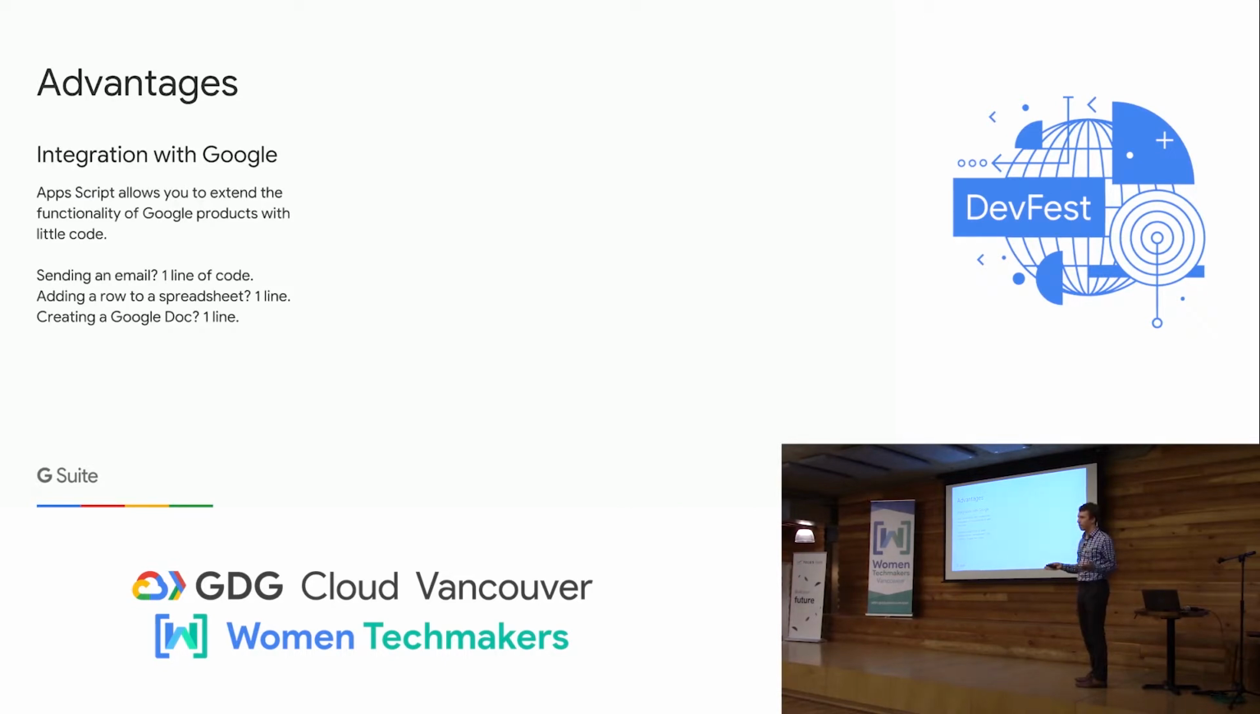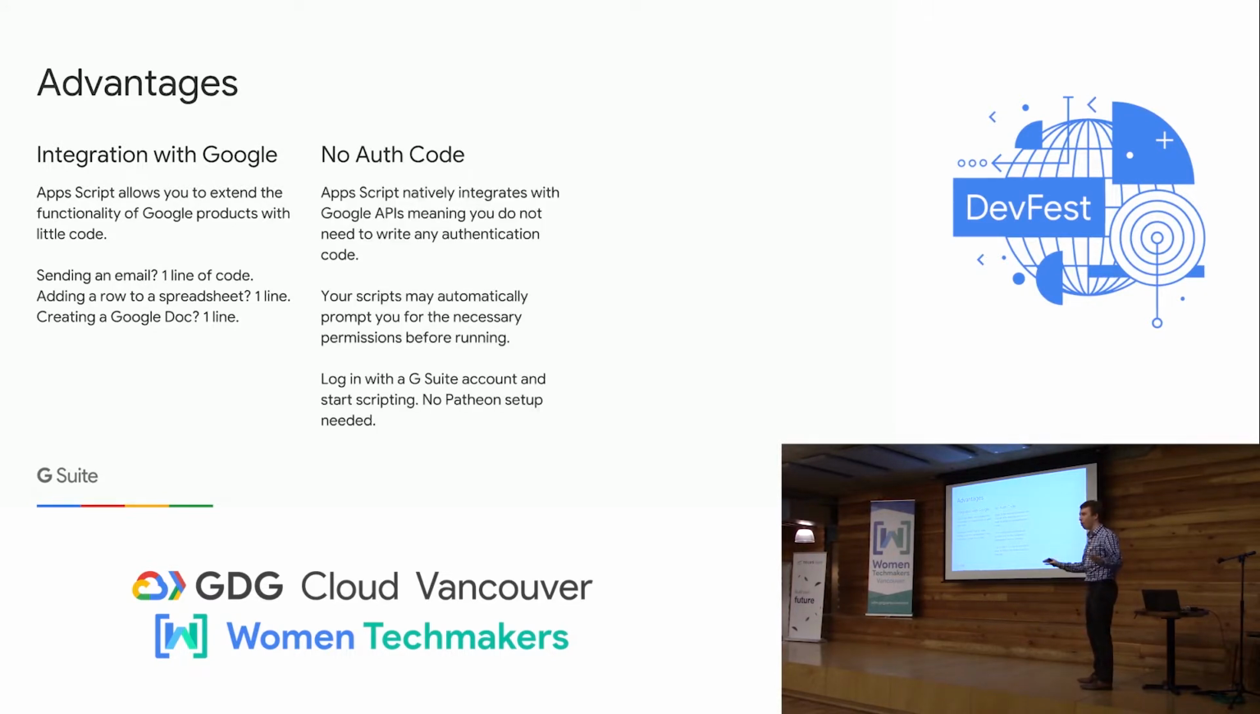Some of the key advantages, why not just use JavaScript or Node or Python? One is the deep integration with Google. So AppScript allows you to extend the existing functionality of Google Sheets, Gmail, Google Slides, etc. I like to show some examples. Like sending an email is one line of code. Adding a row to a spreadsheet, one line of code. Creating a Google Doc, one line. You can sort of get the picture.